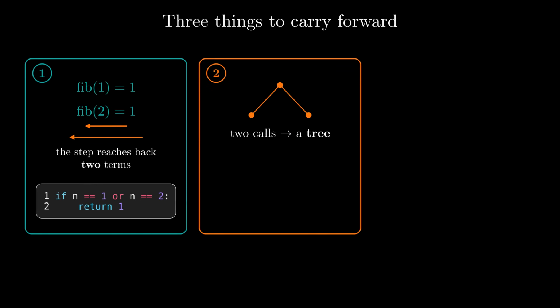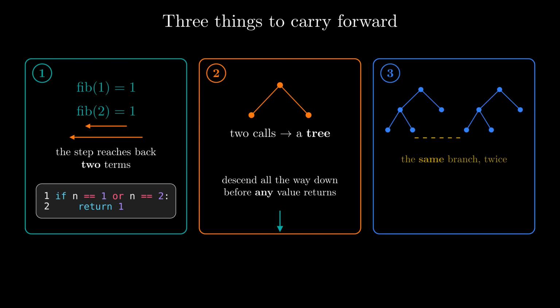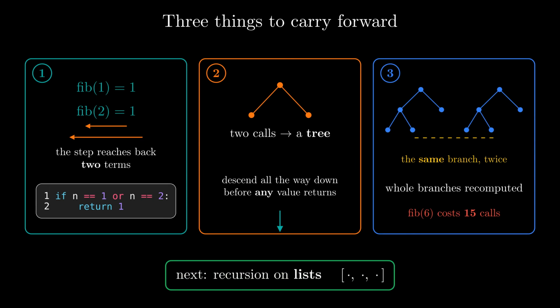When a recursive step makes 2 calls, each call must be fully resolved before the other begins, so the call tree descends all the way to base cases before a single value returns, and the naive version recomputes whole branches, the same work over and over. Next, recursion moves beyond numbers to lists.